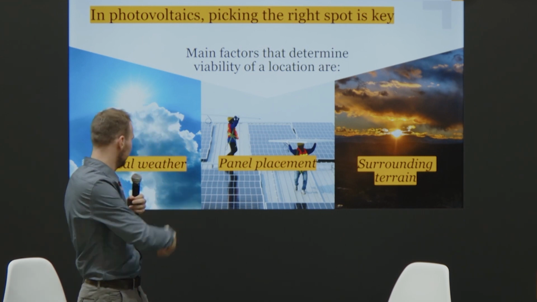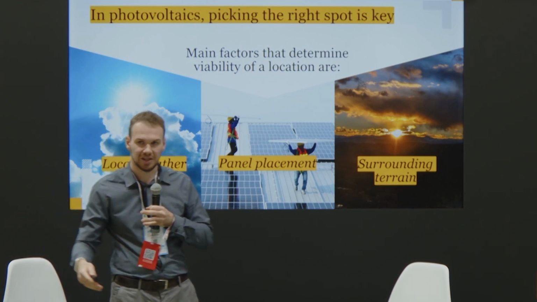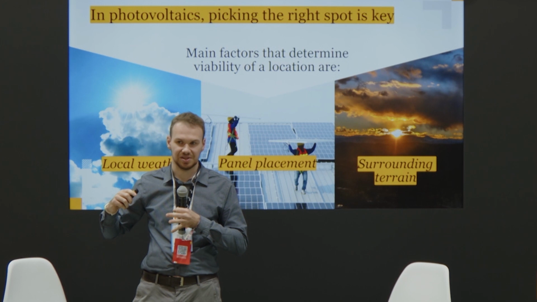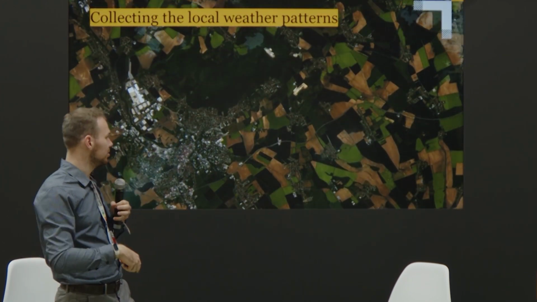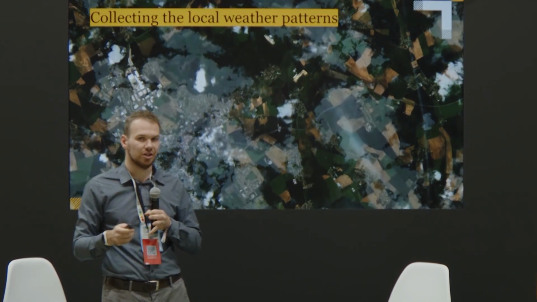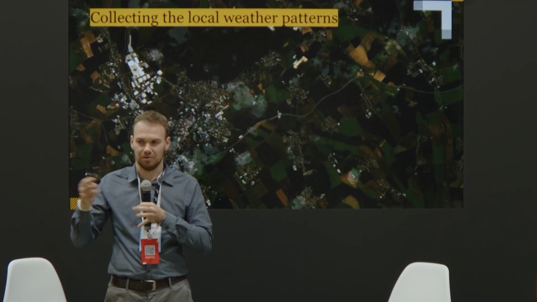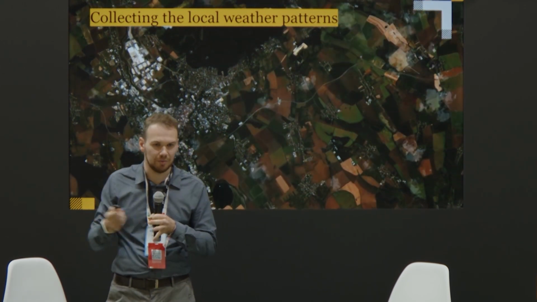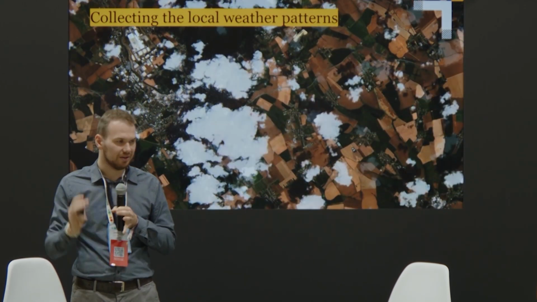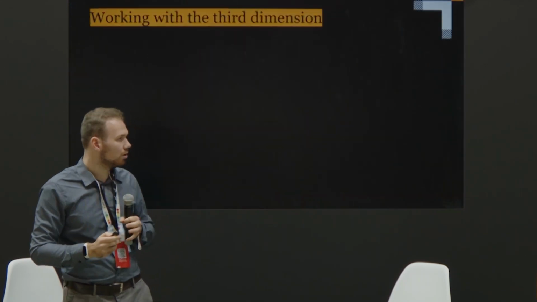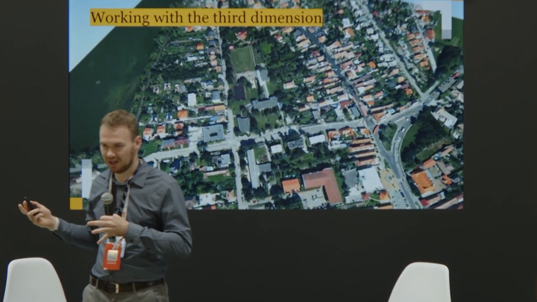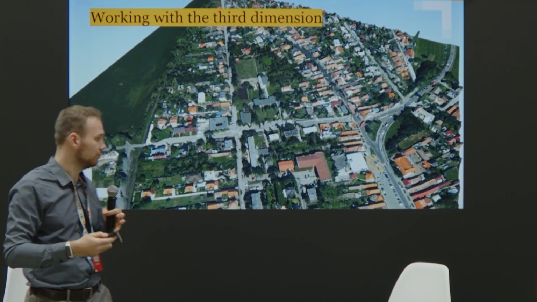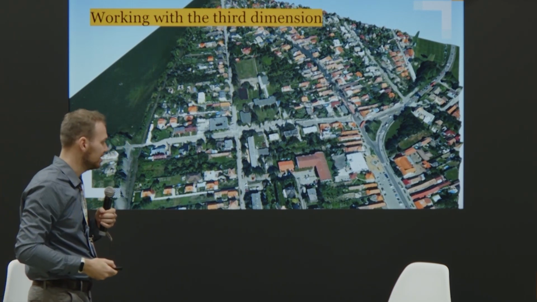So that could be the local weather, the panel placement, and the surrounding areas. So we use satellite images like these ones to get the information about the local weather patterns. So how many clouds do you have? How many cloudy days, for example? Stuff like that. And then we work with a 3D scan of the area. You can get that from plane or from drone. Looks a little bit like this.